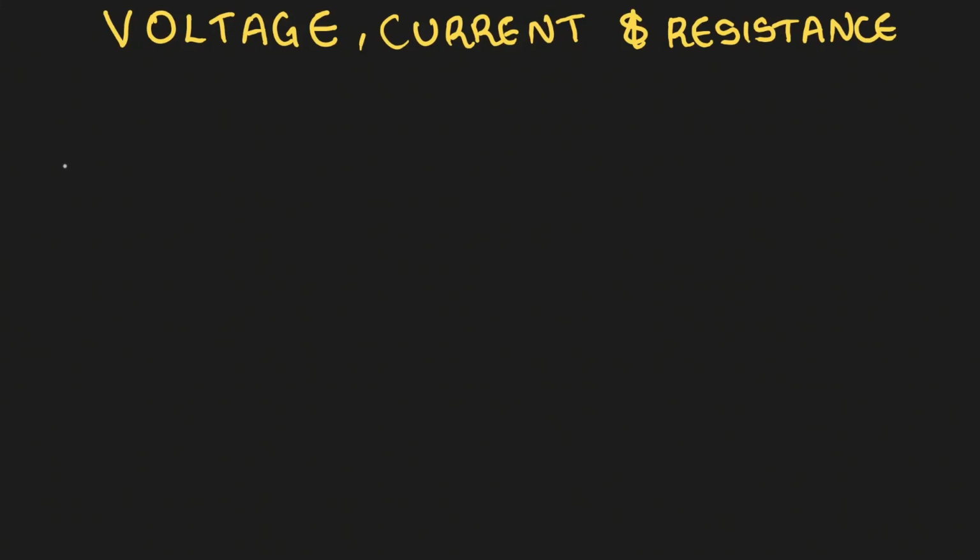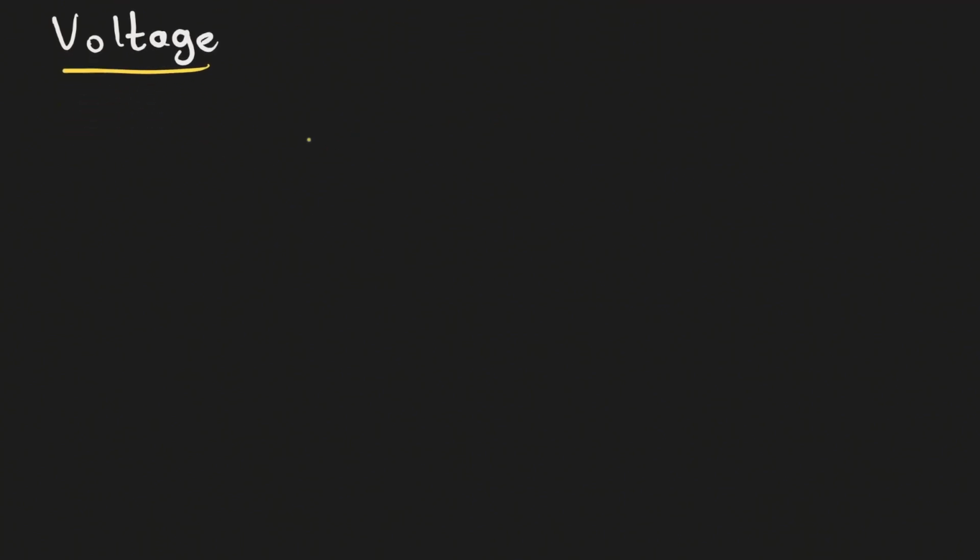In this video, I'm going to be talking about voltage, current, and resistance. So let me start by explaining what voltage is. Voltage is the difference in electrical potential between two points. So it's the force that pushes electric charge through a circuit. Let me use an analogy of water flowing through a pipe.